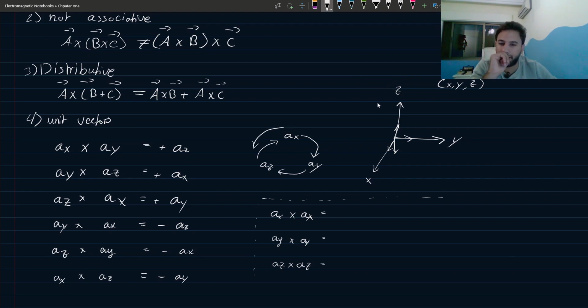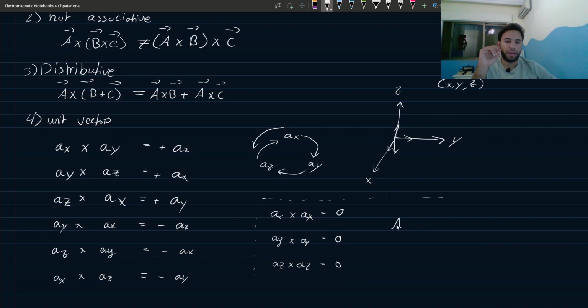It's kind of tricky. Well, AX cross AX, are they perpendicular to one another? The answer is no. They're not perpendicular to one another. Is AY perpendicular to AY? No, it's not. Is AZ perpendicular to AZ? No, it's not. It's parallel. It has no angle between them. It's 0. And sine of 0 is, unfortunately, 0. So any unit vector multiplied by itself gives us a 0.